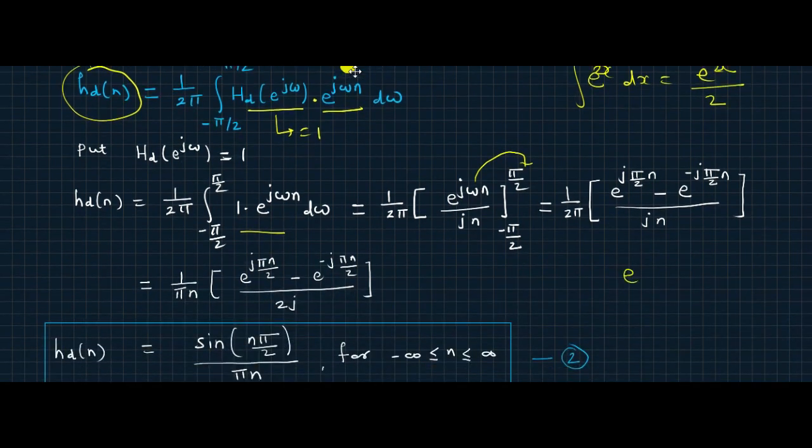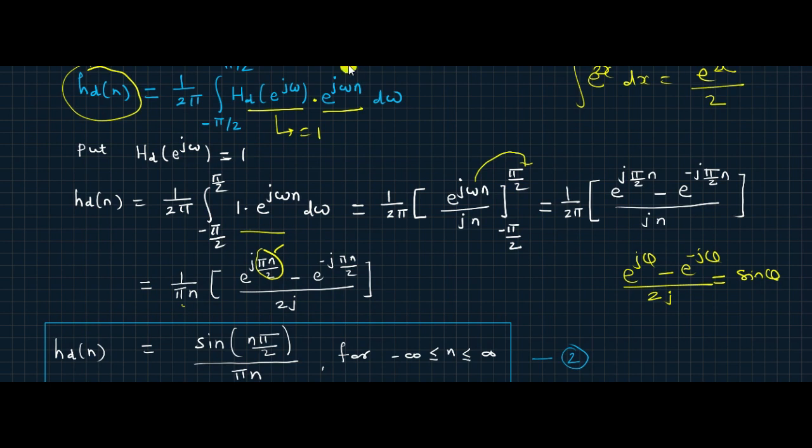Now use this relation of mathematics: e raised to j theta minus e raised to minus j theta divided by 2j is equal to sine theta. By using this relation, we simplify this: 1 divided by pi n times e raised to j pi n by 2 minus e raised to minus j pi n by 2, divided by 2j. Here theta is pi n by 2, so this becomes sine theta, that is, sine n pi by 2 divided by pi n.